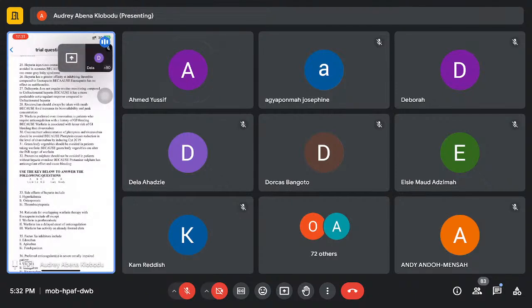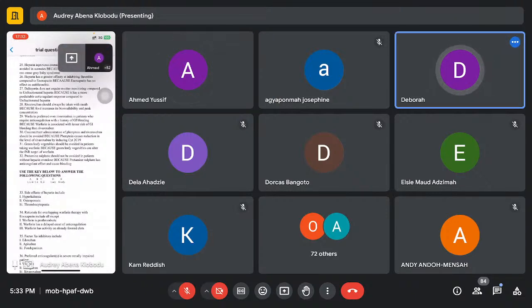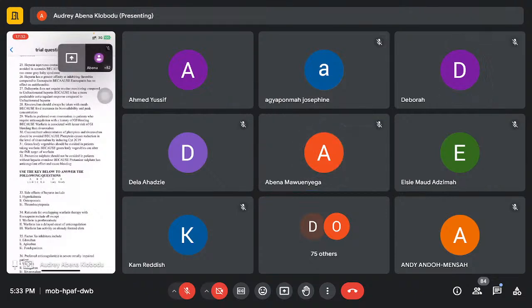Green leafy vegetables should be avoided in patients taking warfarin because green leafy vegetables can alter the INR target of warfarin. Okay, so what are you going for? False, true. Yeah, so false true. So that's D, false true.